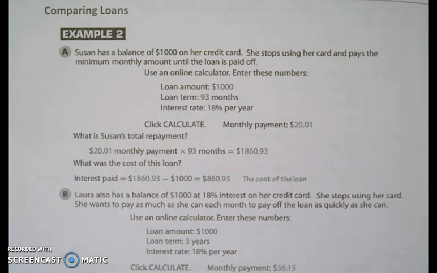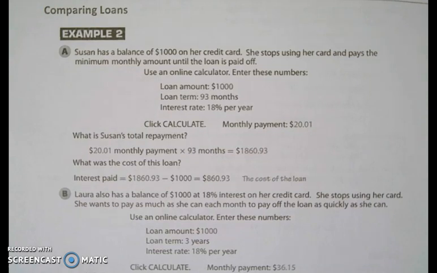$1,860.93. So what was the cost of this loan? Well, the interest paid comes from $1,860.93 minus the $1,000 that was the balance on her credit card. So it was $860.93. All of these values are actually given to you using the online calculator.